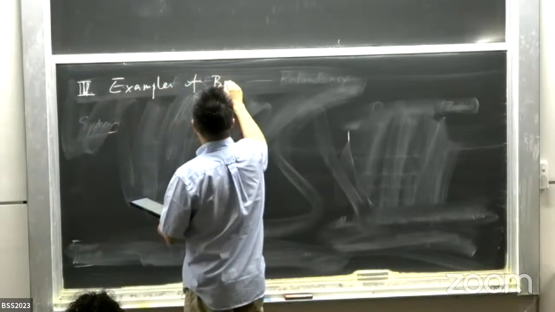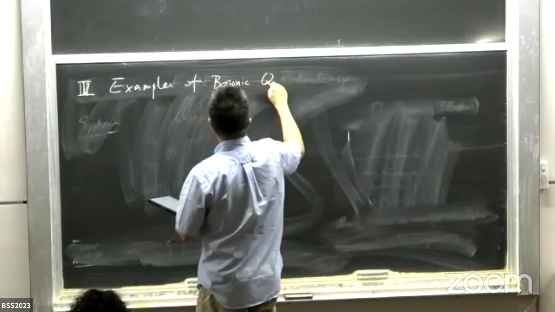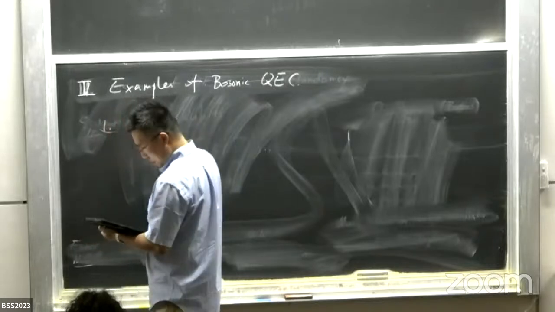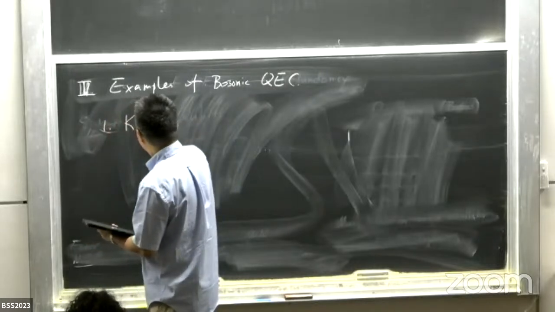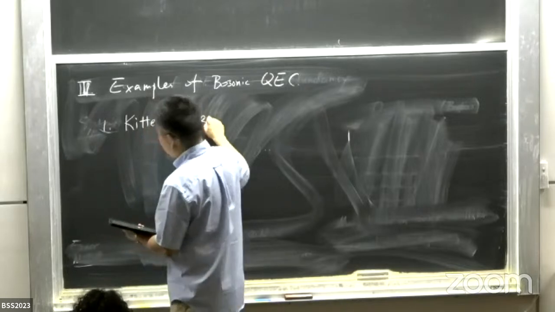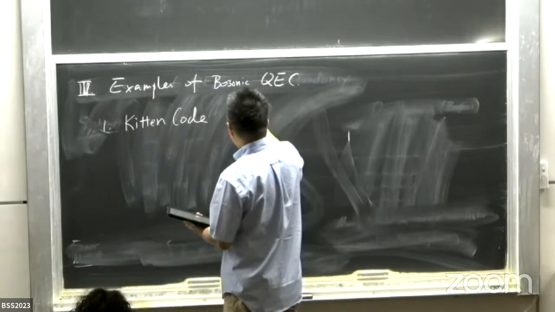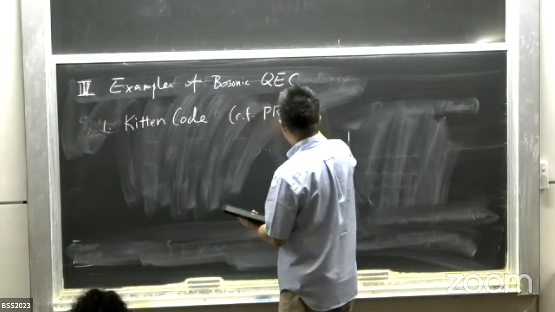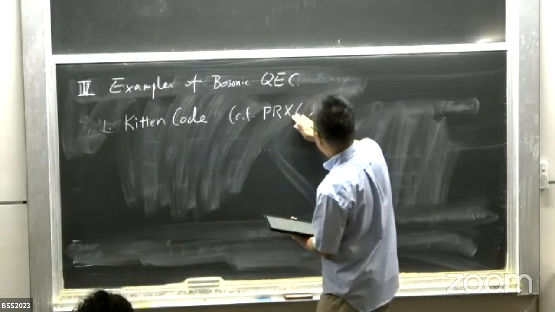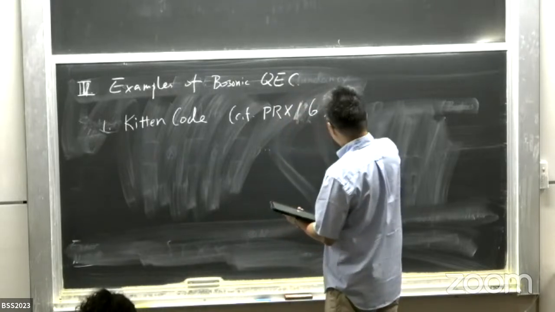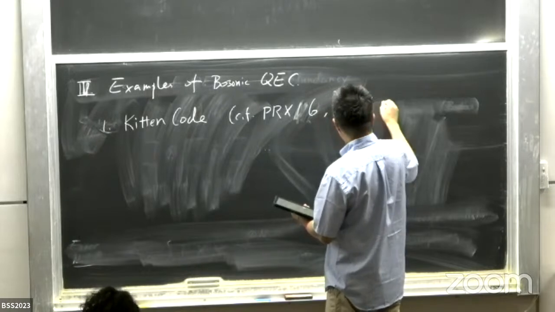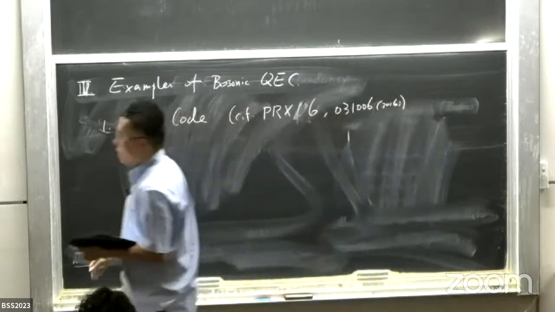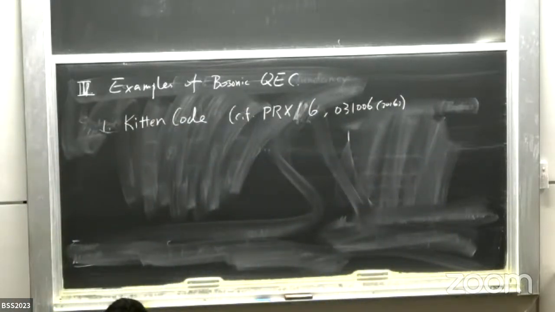Examples of bosonic QEC. So we'll go from small to big. The first, we'll start with the hidden code. And you can look into this paper, PIX, okay, 6. In the appendix of this paper, it also derived this channel decomposition as well, in case you're interested.